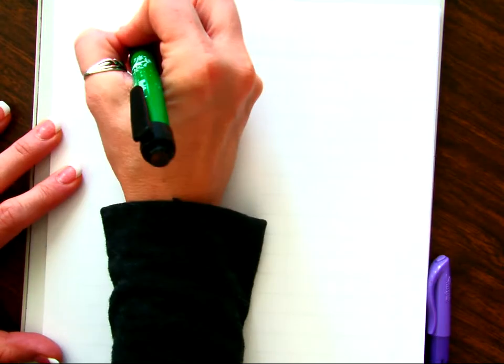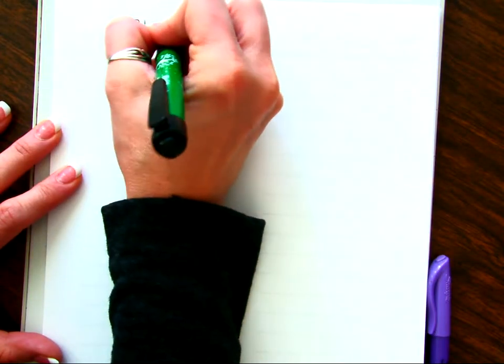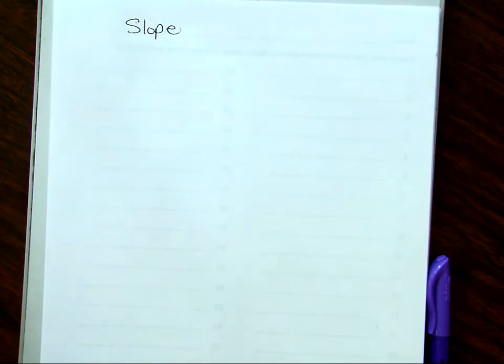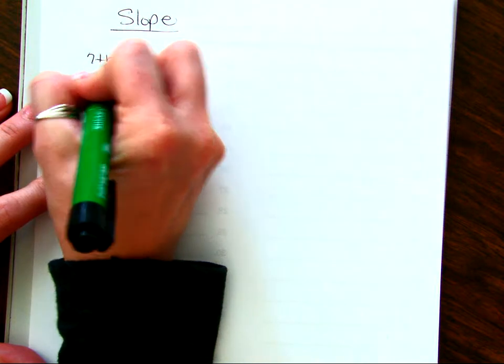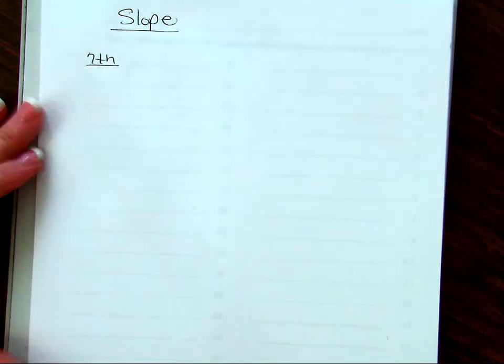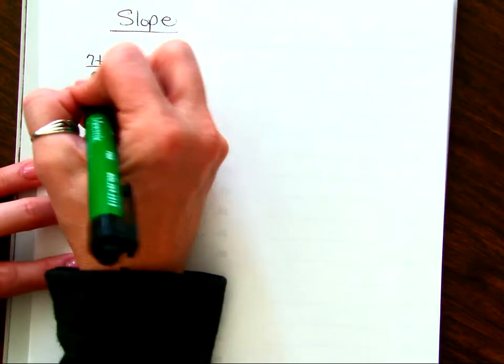The word slope. Okay? The word slope and what it means to you. But before we get into that, I want to take you back to 7th grade, all right? So 7th grade, Mr. Meeks or whoever you had taught you about something called unit rate.